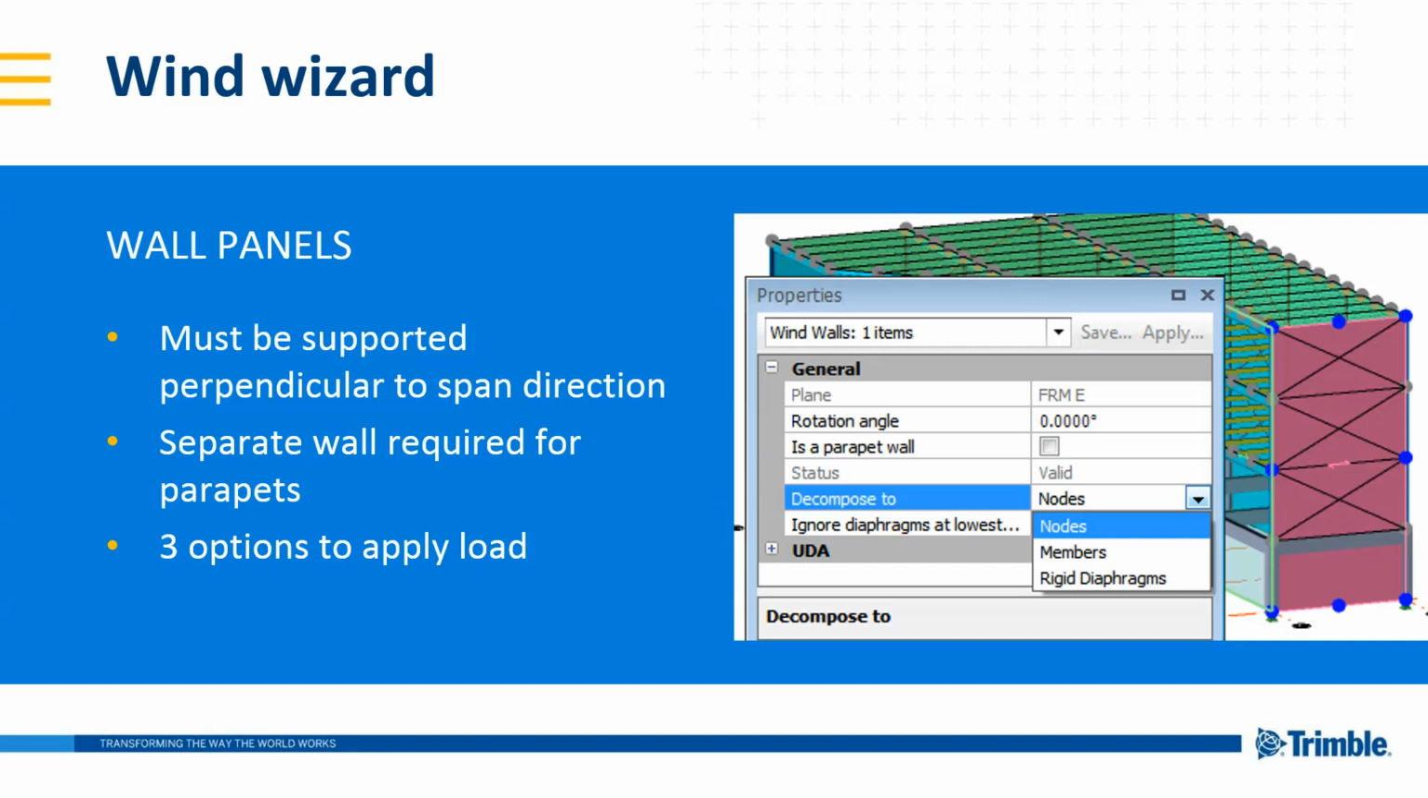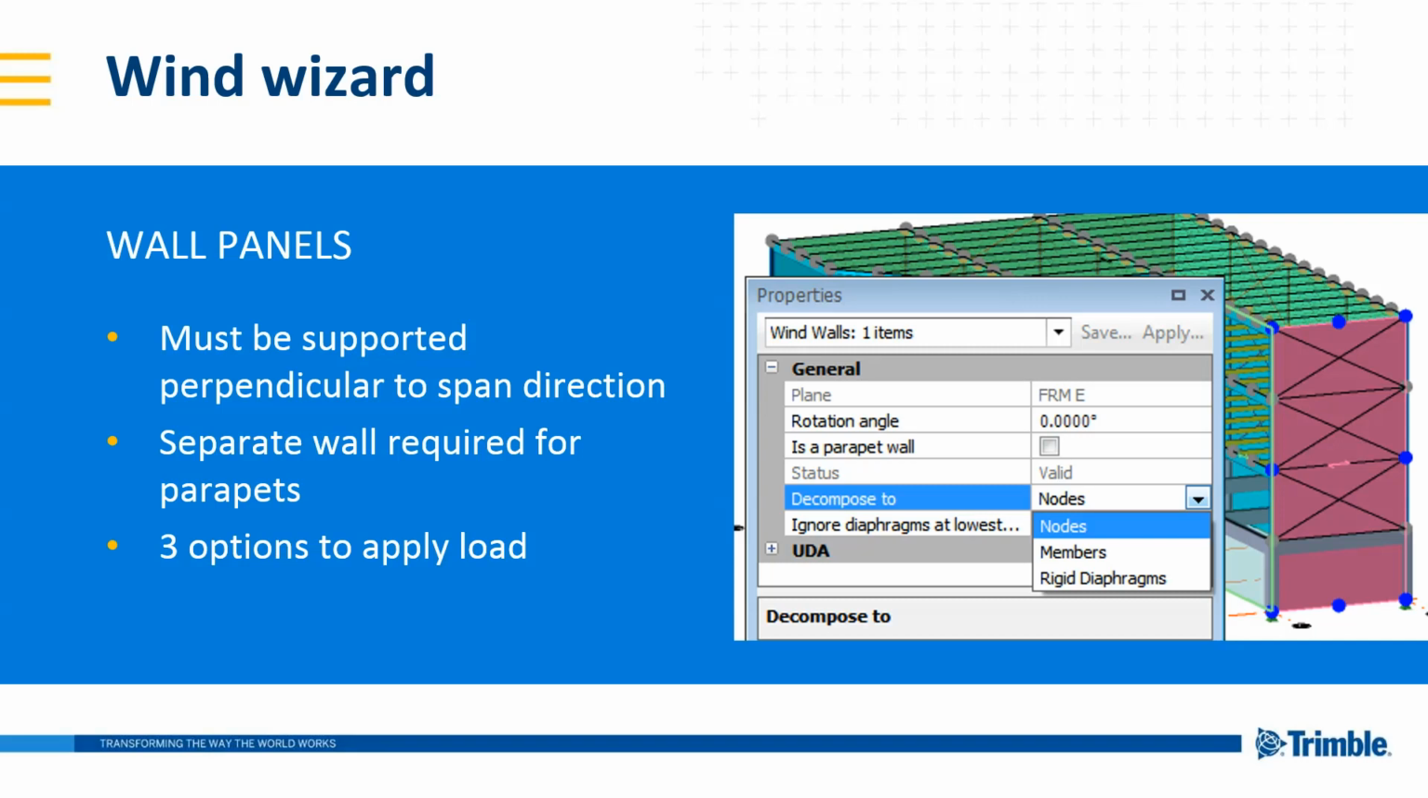We also need to model wall panels around the building, and wall panels must be supported perpendicular to their span direction. Typically, these can be modeled as a single wall for the full height of the building for an entire planar surface. However, if you have a parapet, this needs to be modeled in its own wall from the roof to the top of the parapet.